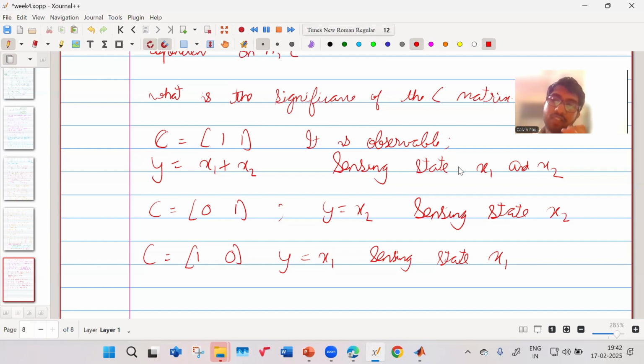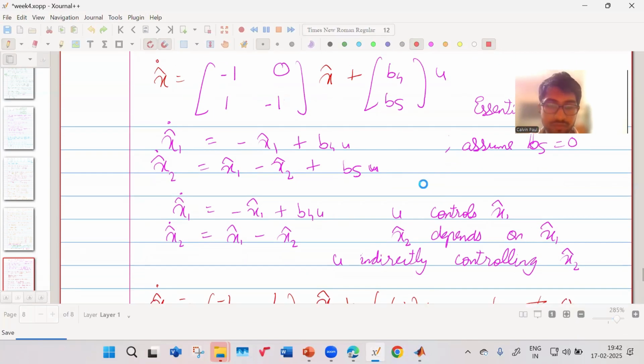Then controllability means you are able to control the system. It is possible for you to go from one state to another state using an input. That input can be as large as possible, as small as possible, and that should happen within a finite duration. It should not take infinite time. So that is the definition of controllability, right?